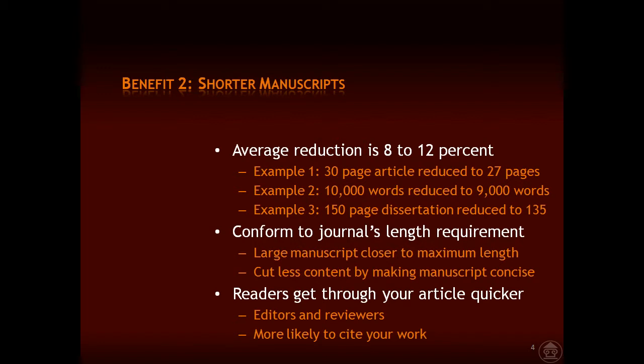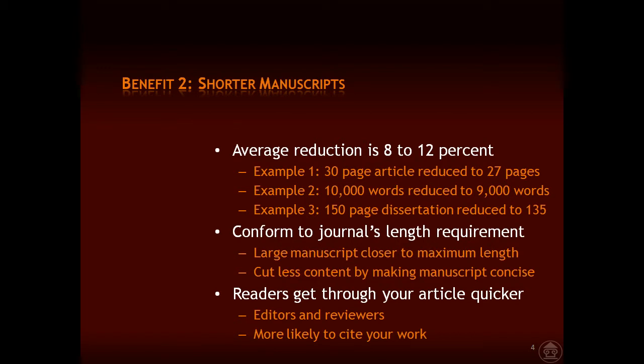One is it helps you conform to a journal's length requirement. Larger manuscripts can get closer to the maximum length allowed by the journal, and it also allows you to cut less content by making the manuscript more concise. For example, let's just say that a journal has a maximum length allowed of 8,000 words and your article is 10,000 words. Well, by reducing 1,000 words after copy editing, that means you've only got 1,000 words left over to cut as far as content. So more of your content remains in the article.